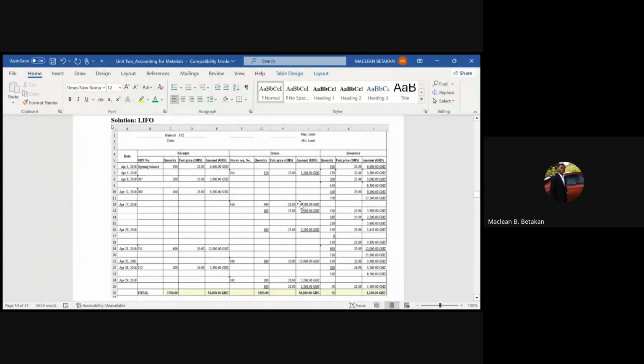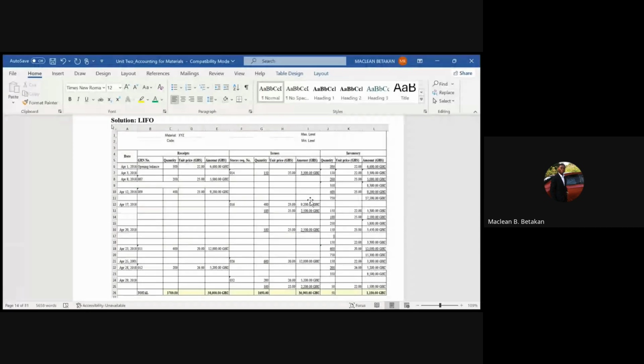The last transaction we have, the last transaction we have is what? So we took 100 from 200 and 100 is left. Right.